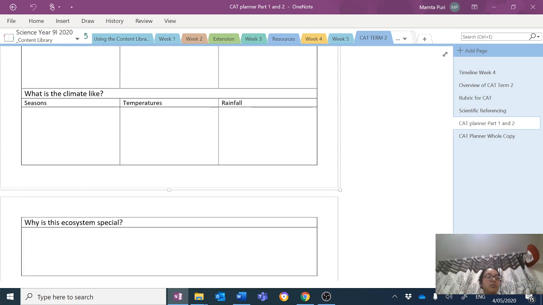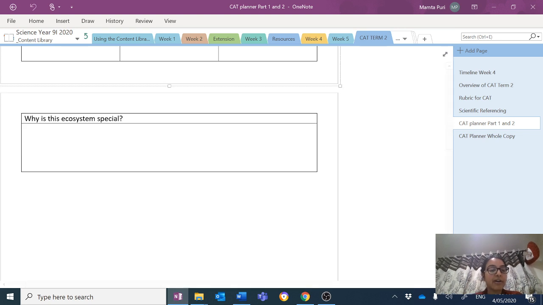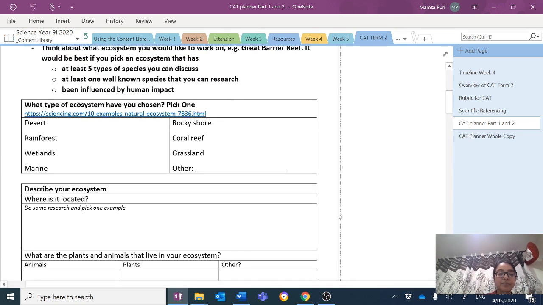What is the climate like? Go for seasons, temperatures, rainfall. You can add on to this information on the planner. And why is this ecosystem special? Why have you chosen the Great Barrier Reef? What's in there which attracts you? So in this paragraph, include as much information as you want. Okay, so this was part one.